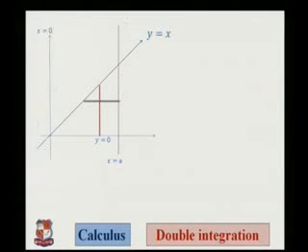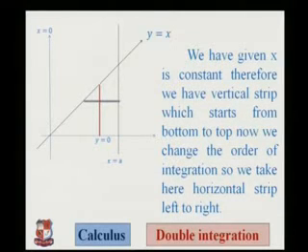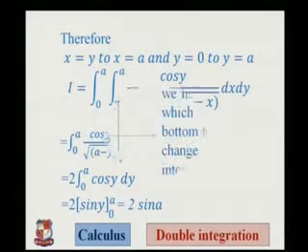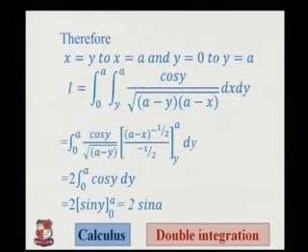When x is constant, we have a vertical strip. Now we convert the vertical strip into a horizontal strip. The horizontal strip is shown by the purple line. Since x is constant, we have a vertical strip, starting from bottom to top. Changing the order of integration, we take the horizontal strip left to right. So it starts with x equal to y and goes to x equal to a, which we can see in the diagram.